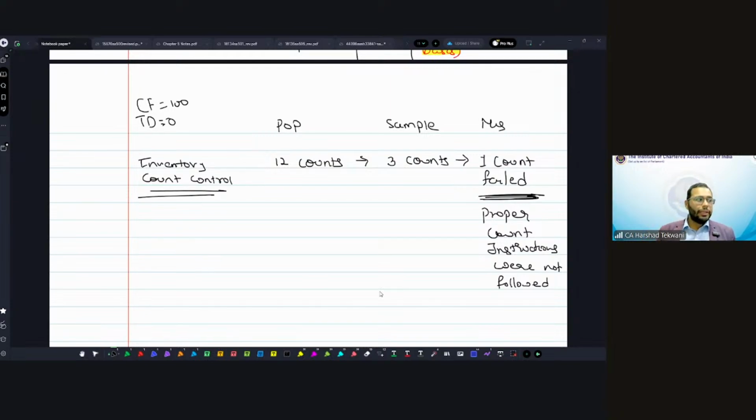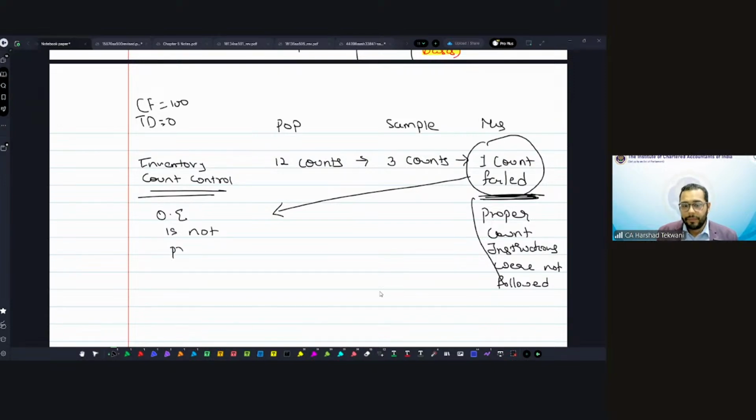Now I'll tell you one thing over here. In this particular scenario, as you said, it is absolutely correct. I will not project. We saw that we do not project the qualitative aspects in the test of controls. The reason is, because even with my 1 count failed, the operating effectiveness is not present.